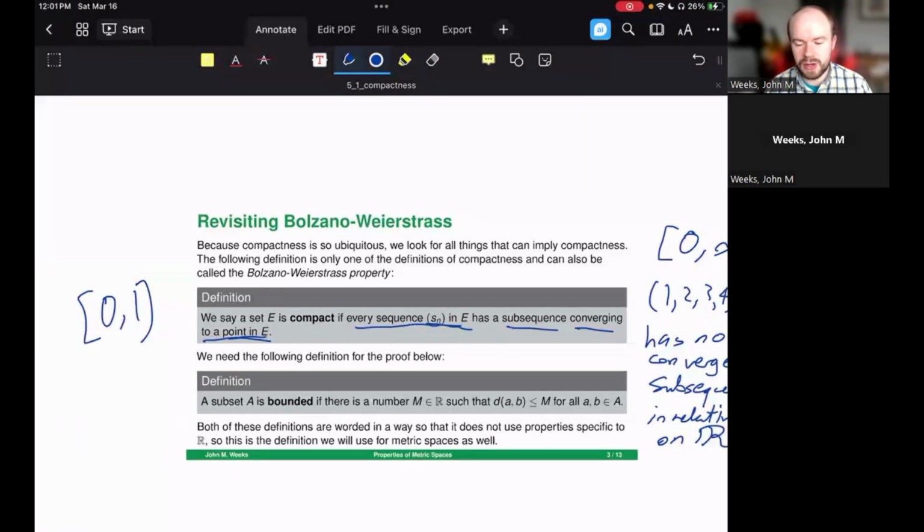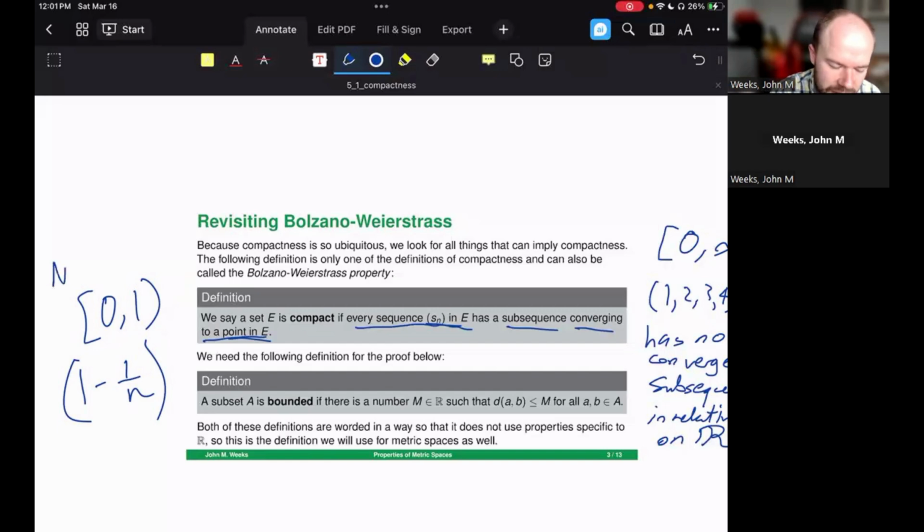[0, 1] is also not going to be compact if I make it closed at 0 and open at 1, for example, because now I can take a sequence like 1 minus 1 over n, and I can find subsequences that converge, but any subsequence of 1 minus 1 over n would have to converge to the limit of the entire sequence, which is 1, which is not inside the set. So these are examples of non-compact sets.